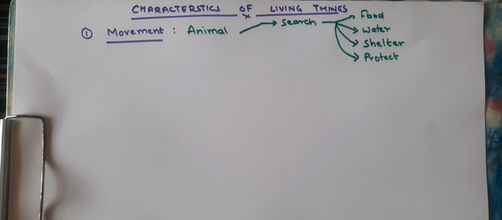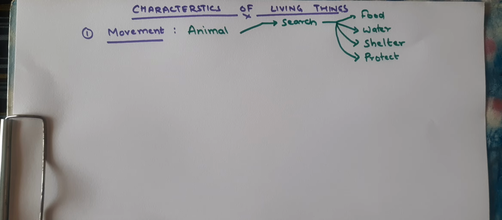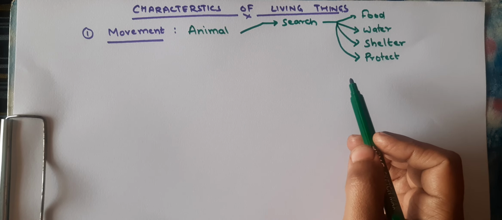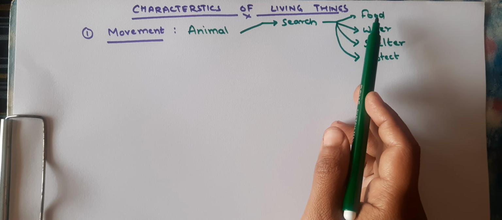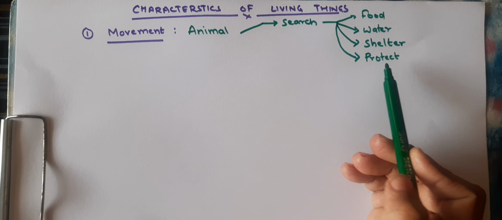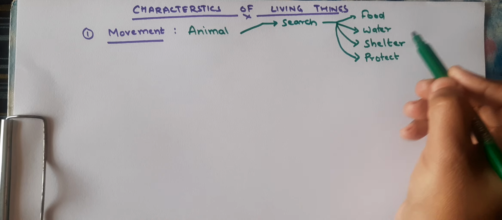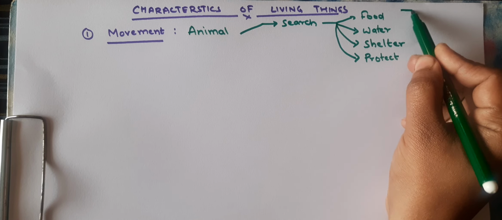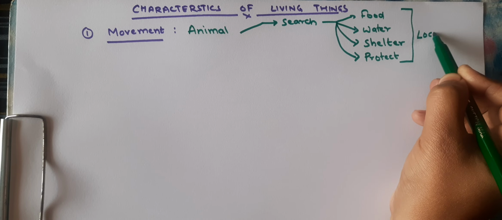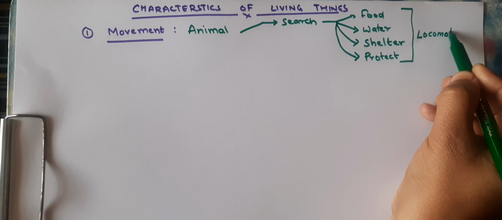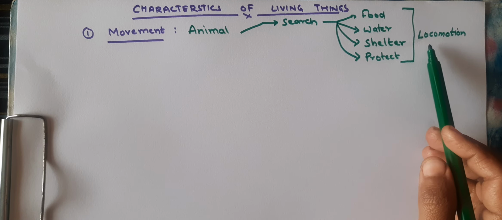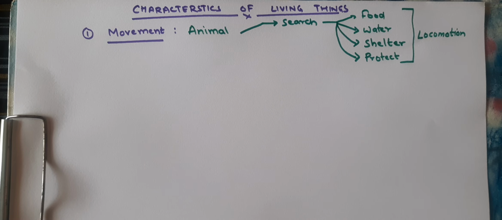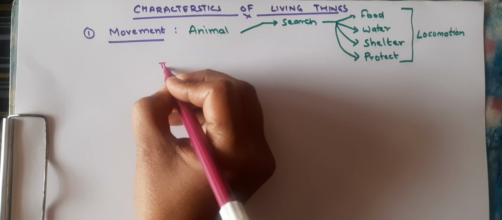So if you are pelting a stone at stray dogs, or if there is some kind of danger to the stray dog, they will move to a safer place to protect themselves. So the animal will show movement for searching for food, water, shelter, and for protection. Now this kind of movement is known as locomotion. So if the question is asked in the examination, what is locomotion? We have to write the movement.